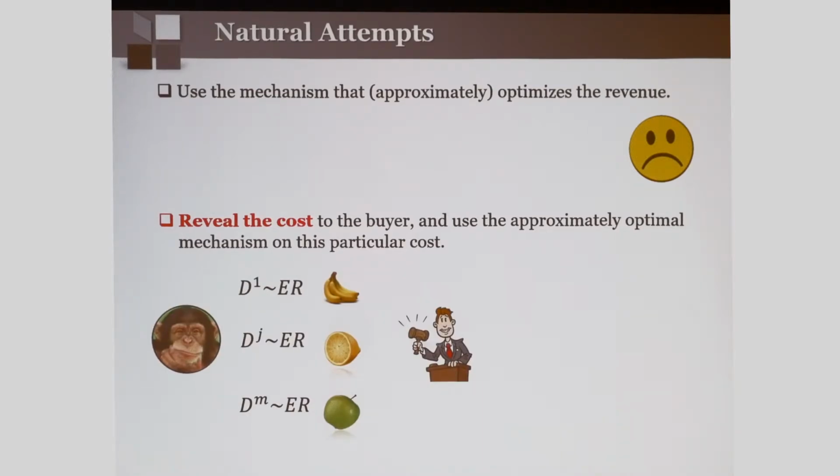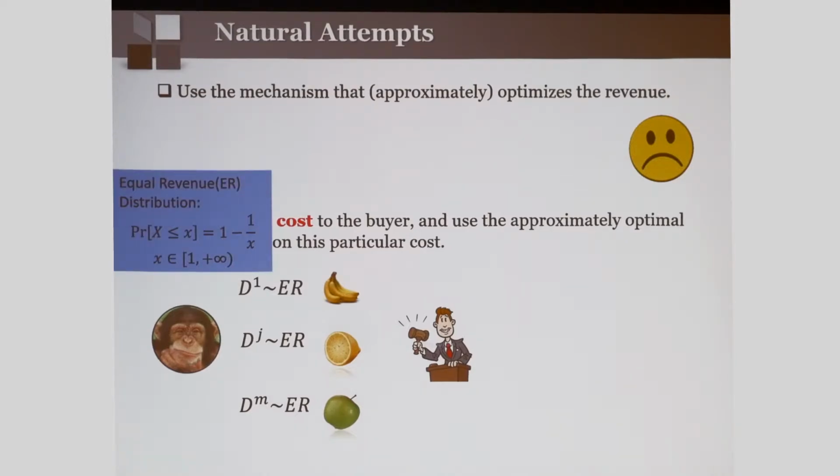we have an example which shows that this mechanism is far from optimal. Consider this example where we have a single additive buyer and the buyer's value for each item is drawn from the equal revenue distribution. And the cost distribution is defined similarly to the ad auction case, where each type of viewer is shown with equal probability.